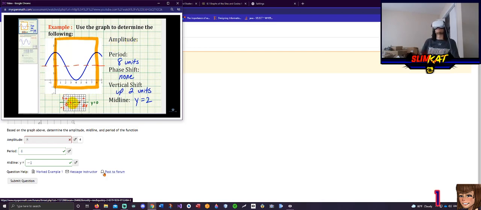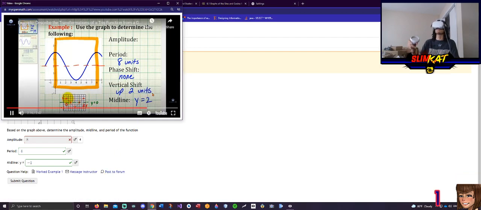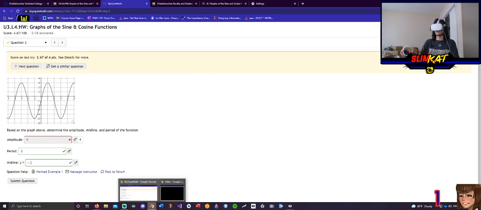Remember, the amplitude for the basic cosine function is equal to 1, which is half the distance between the max and the min values, or the number of units from the midline to a max or min. So looking at our graph, here's the midline. The maximum values occur 2 units above the midline, and the minimums occur.